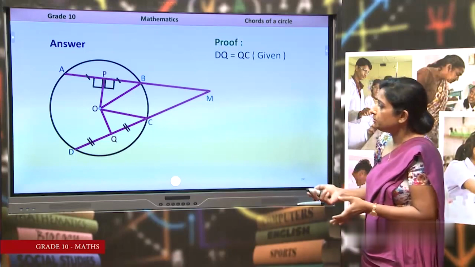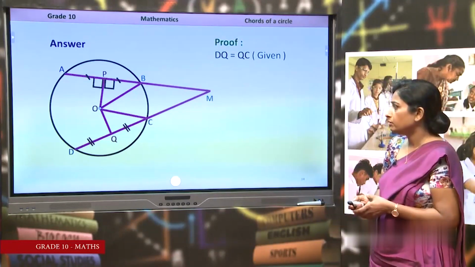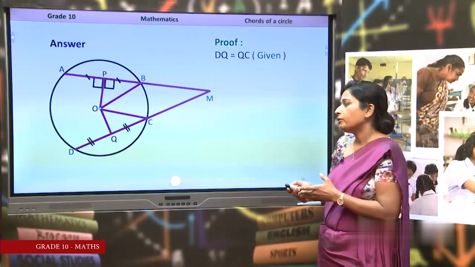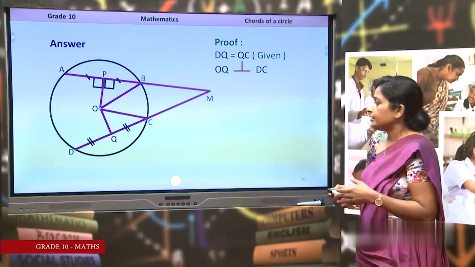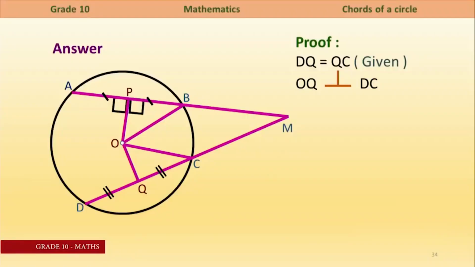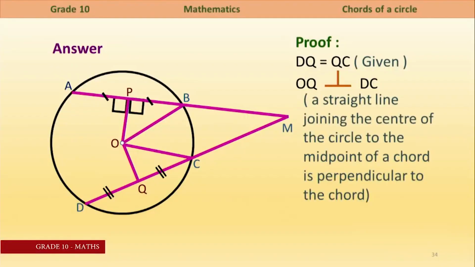When taking the DC chord, Q is the midpoint of that chord, no? And the midpoint of the chord and center O are already joined. Then we can apply the theorem, that is, OQ is perpendicular to DC. Again, I'll say that a straight line joining the center of the circle to the midpoint of a chord is perpendicular to the chord. Using that, we can say angle OQC and angle OQD are 90 degrees.